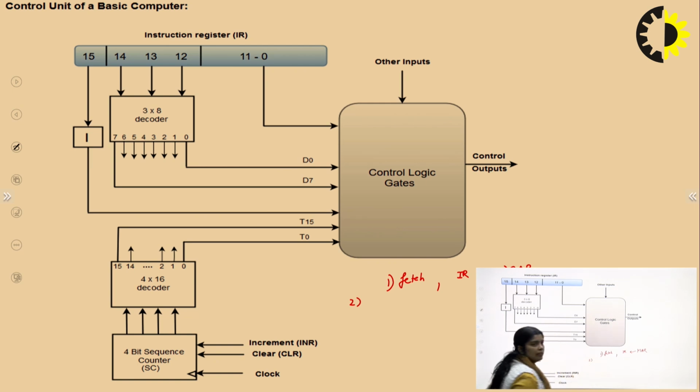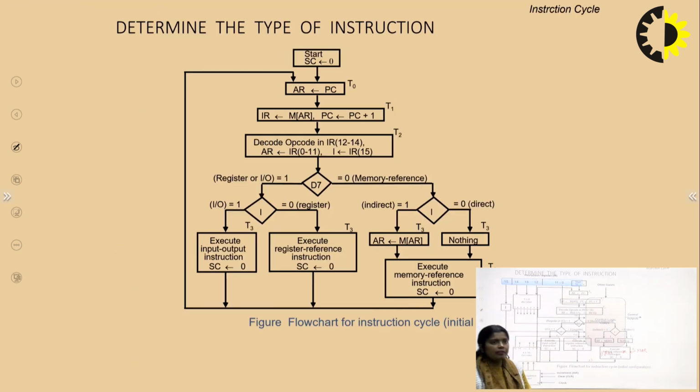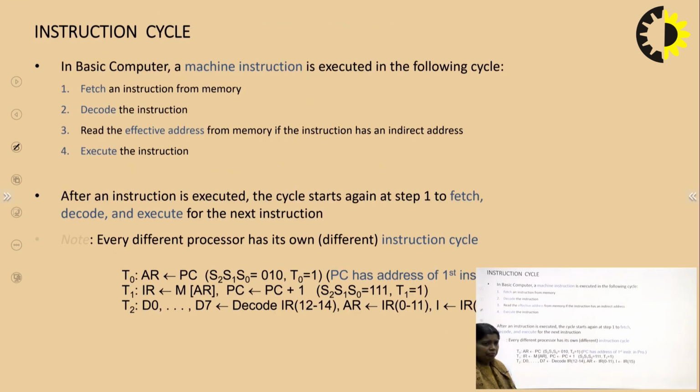IR having a 16-bit value, and this 16-bit value you can say 0 to 11. So you can see here in the particular instruction, there is a T0, T1 and T2. That is the timing signals. The first thing is what? From the PC, it goes to the AR. So, in the T0 signal, or you can say from here.